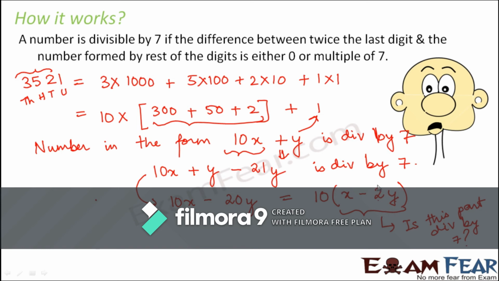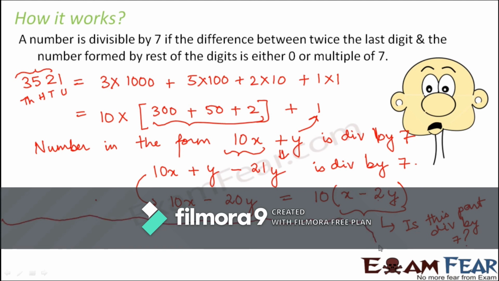So 352 was the remaining number. So basically what we need to check is if the difference between the remaining number and twice the last digit is divisible by 7 or not. So that is how this entire concept of divisibility by 7 works.